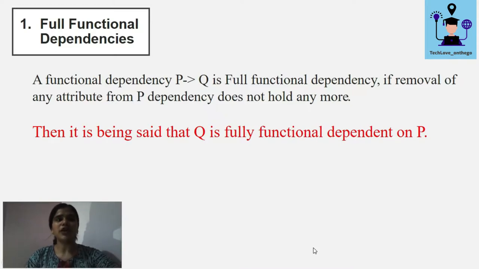So what is full functional dependency? A functional dependency P determining Q is a fully functional dependency if, on removal of an attribute from P, the dependency does not hold anymore. That means if P is determining Q, and P is a composite set, a collection of attributes, then if you remove one or more attributes from P, P will not be able to determine the value of Q uniquely. So this type of functional dependency is known as full functional dependency.